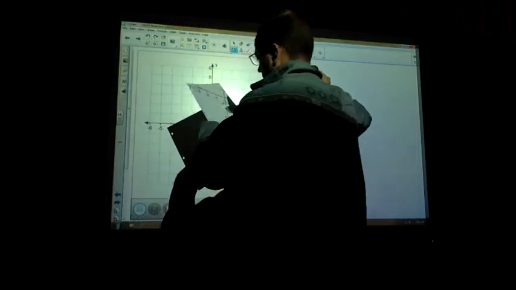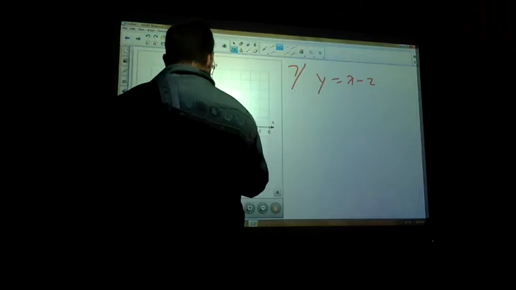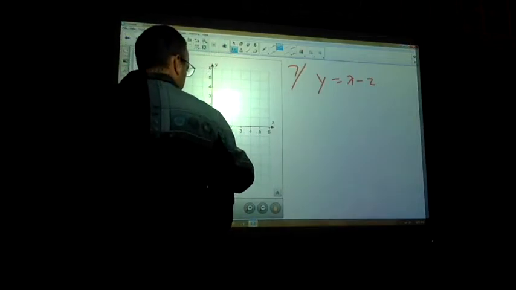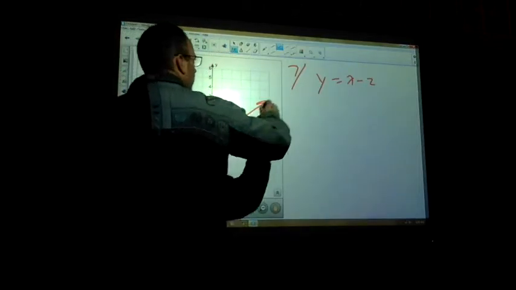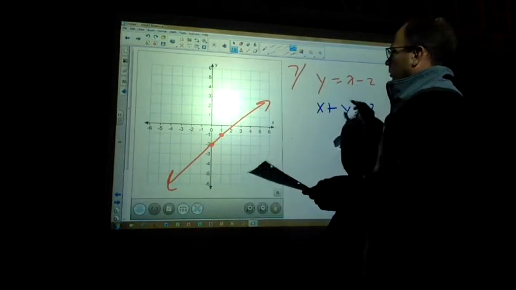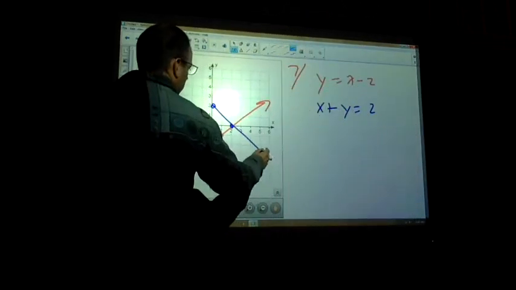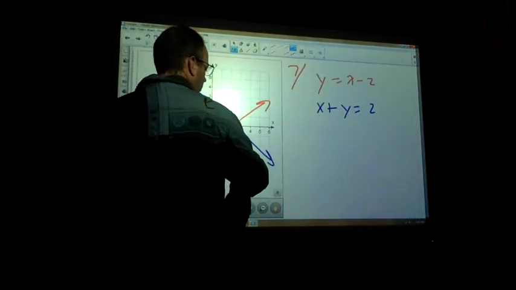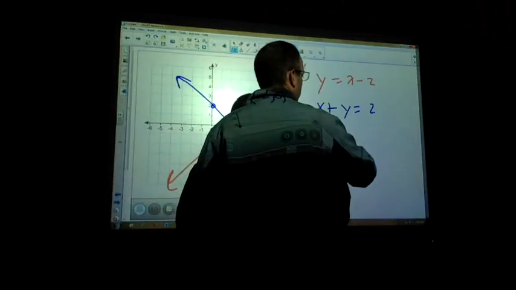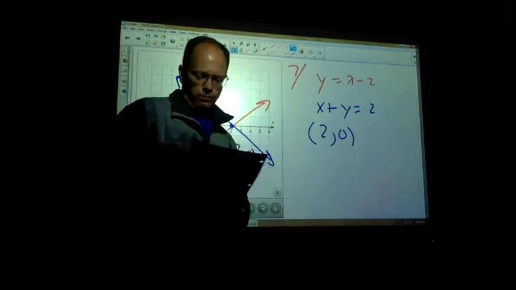So number 7, we have y equals x minus 2, which I'll graph. Negative 2, up 1, right 1. And the other one is x plus y equals 2. Cover method, I get here, and I get here. Looks like it crosses at 2, 0. I plug 2, 0 in. Yep, it works. Good.